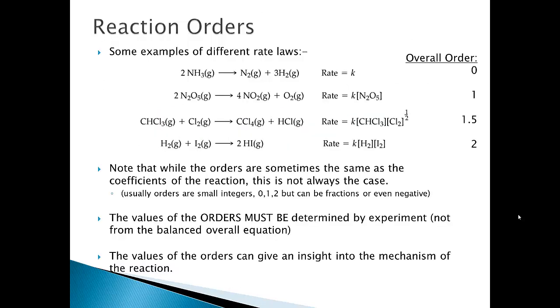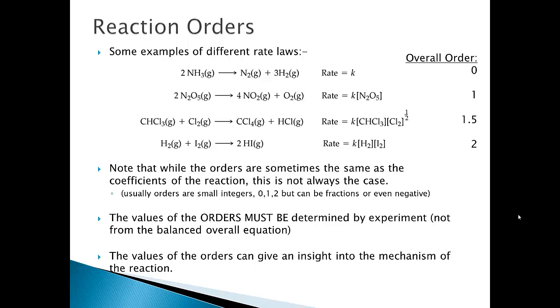So here are some examples of some different rate laws. For the first example, experimentally, it's found that the concentration of the NH3 gas has no effect on the overall order, so rate simply equals k. It's a zero order reaction. In the second example, it's a first order reaction because the concentration of our N2O5, our dinitrogen pentoxide, affects the rate. So doubling the concentration will double the rate.